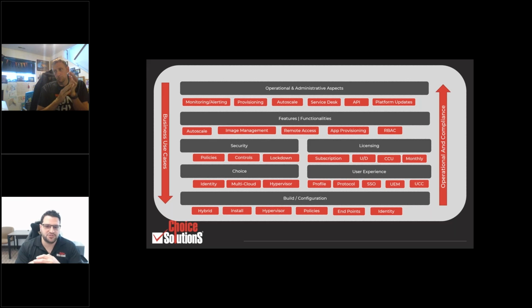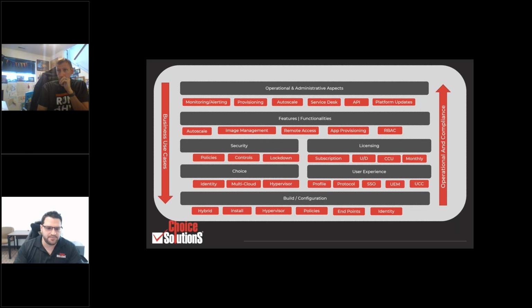Then choice, the ability for choice. And choice meaning, can you integrate different identity providers? The world's becoming more and more open, more integrated, so to me that's an important thing. But again, it depends on your organization. Do you have the ability to support multiple clouds or different infrastructure providers? Different user experience things like protocol and UEM, we'll talk through a little bit today.